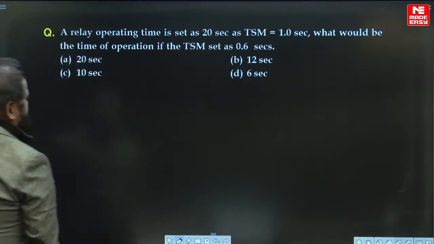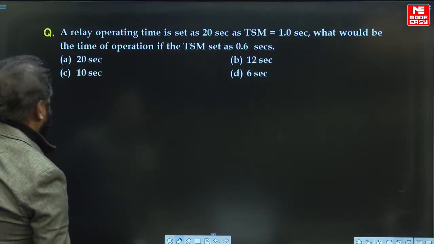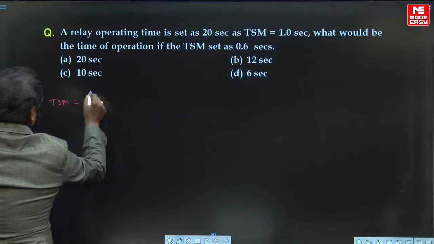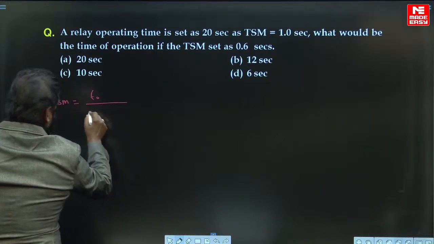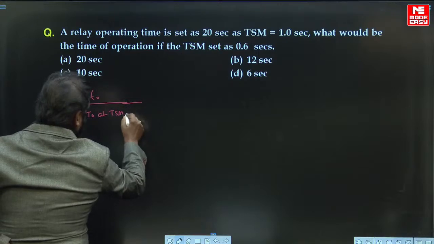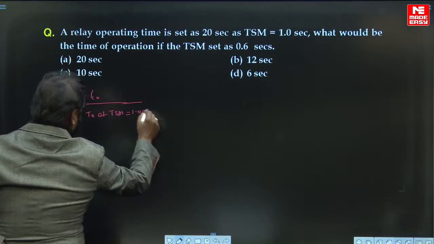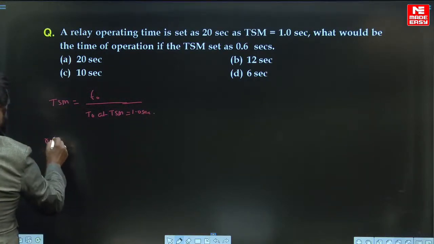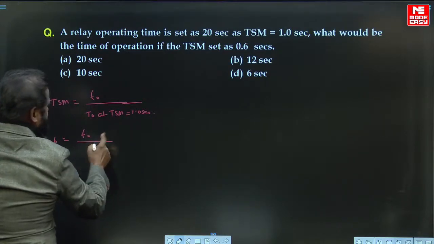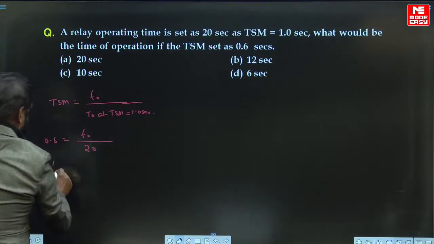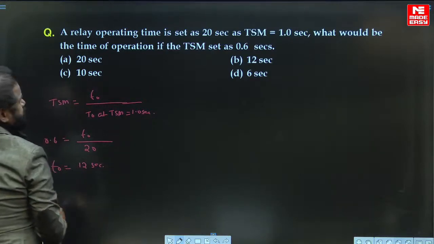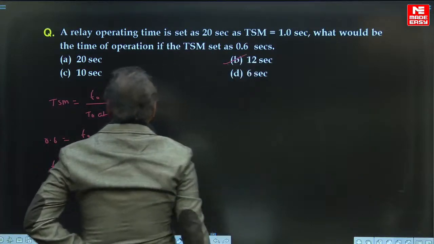The relay operating time is 20 seconds. What would be the operating time at the given TSM? Okay, TSM is equal to time of operation by time of operation at TSM equal to 1 second. So TSM is given as 0.6, time of operation you need to calculate. Time of operation at TSM equal to 1 second is equal to 20. So time of operation is equal to 12 seconds. Simple question.